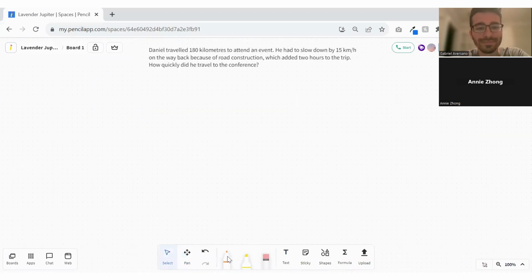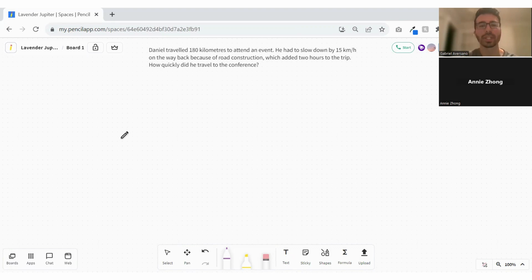Hi, tutor. So I have this question for homework, and it says that Daniel traveled 180 kilometers to attend an event. He had to slow down by 15 kilometers per hour on the way back because of road construction. So that added 2 hours to the trip. And how quickly did he travel to the conference?